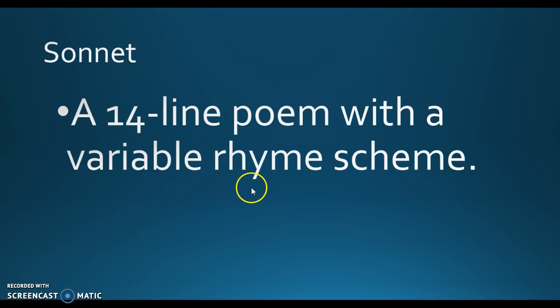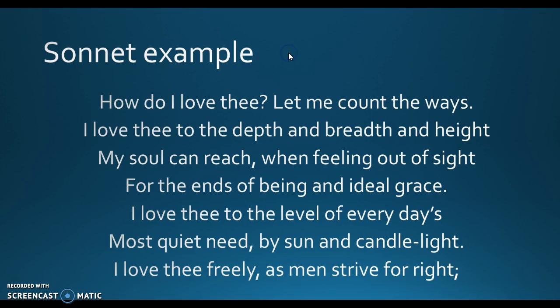Beautiful. And then you have the sonnet. Sonnet is much more of a classical style. It's a 14-line poem with a variable rhyming scheme. Sometimes it uses couplets, tercets, sometimes it uses the ballad stanza, but basically the trick here is that it's a 14-line poem. One of the more popular sonnets is, as an example, how do I love thee, let me count the ways. Have you ever heard that saying before? Okay, well that's actually the opening line to a sonnet.